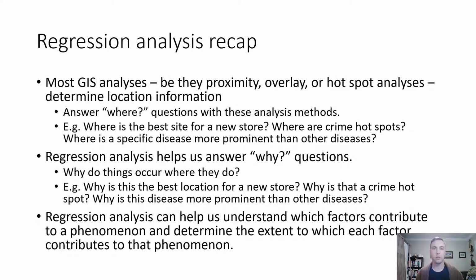These are why questions. Okay, so instead of saying where's the best site for a new store, or where are crime hotspots, or where is a specific disease more prominent than others, we're asking why. So why is this the best location for a new store? Why is that a crime hotspot there and not somewhere else? Okay, and why is this disease more prominent than others in a given location? Okay, so regression allows us to ask why. It doesn't always answer exactly, but it gives us probabilities.